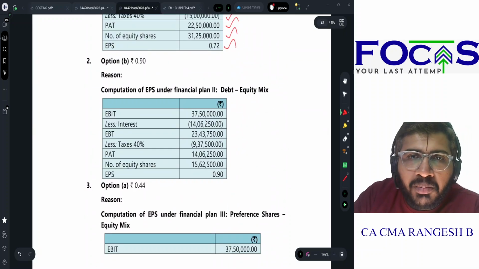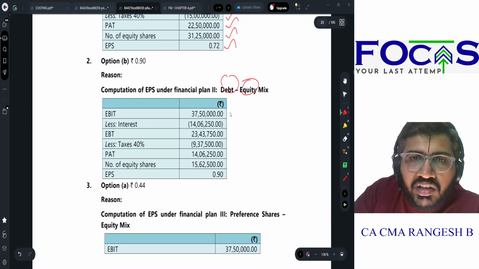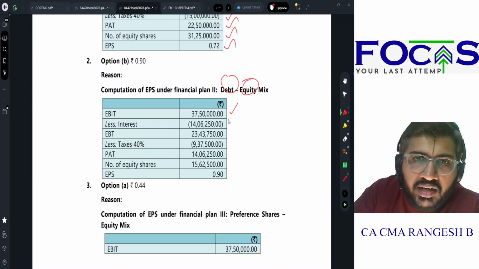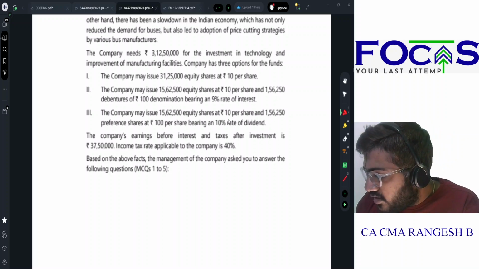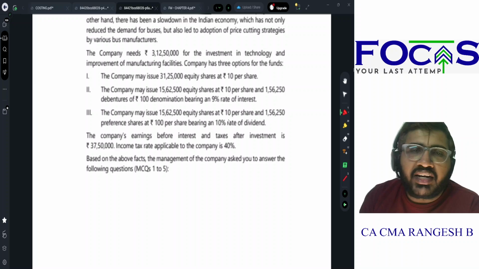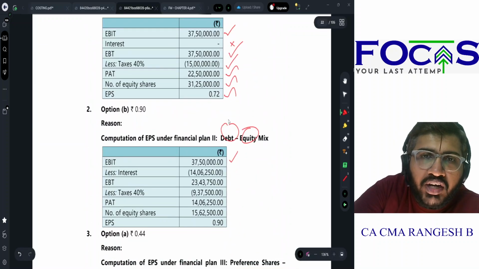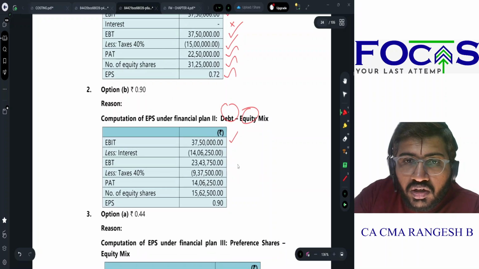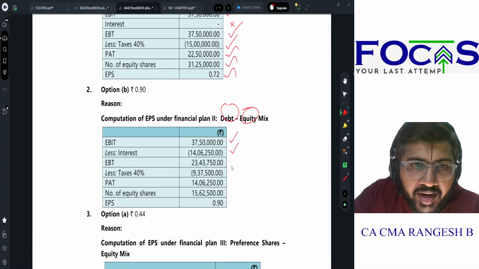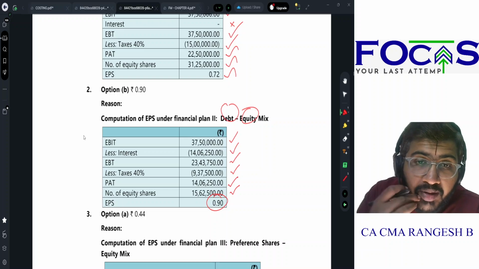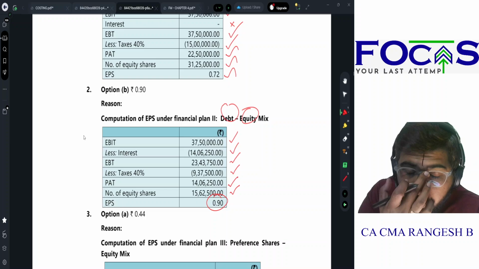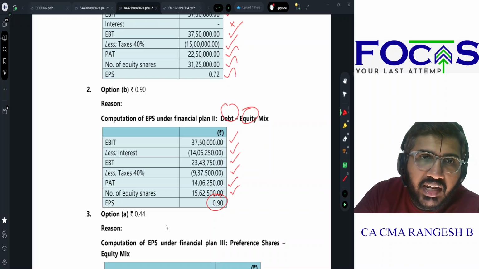Next, financial plan 2 is debt and equity mix. 37 lakh 50,000 is my EBIT. How much will be my interest? I'll be giving 15 lakh 62,500 debentures at 9% interest, so 14 lakh 6,250 is going to be my interest. EBT is 23,43,750. Minus tax, PAT is 14 lakh 6,250. They are giving you 15 lakh 62,500 shares. Dividing 14 lakh 6,250 by 15 lakh 62,500 shares gives you 0.9 EPS.